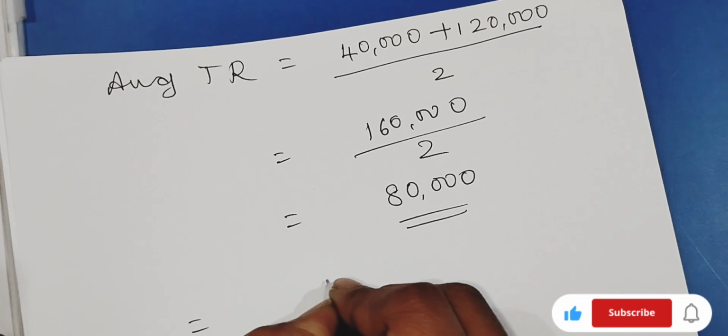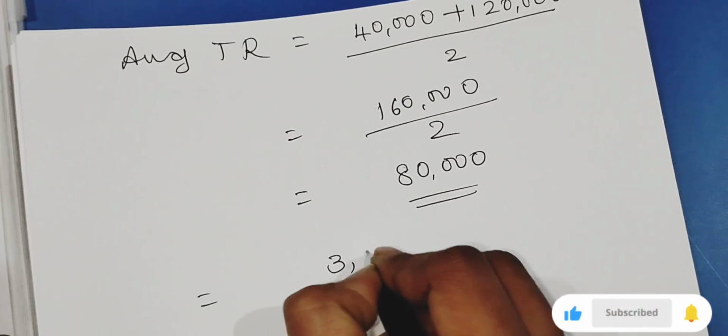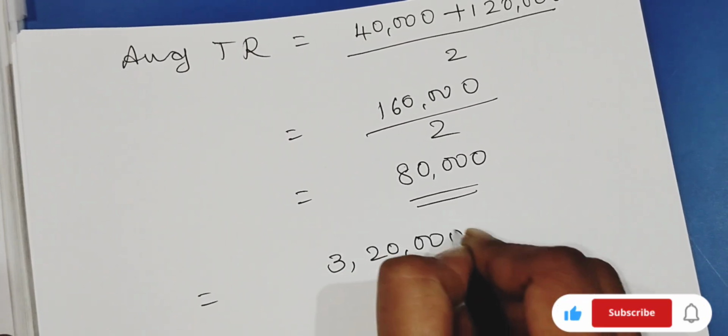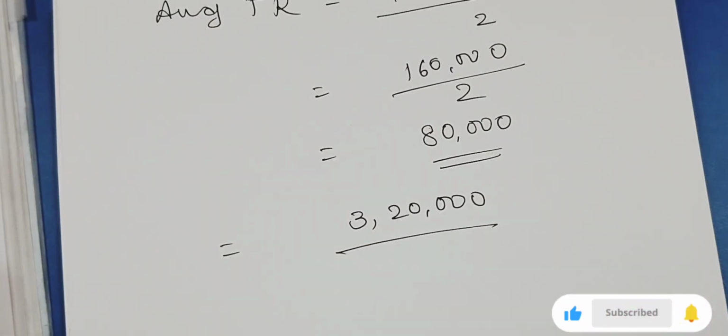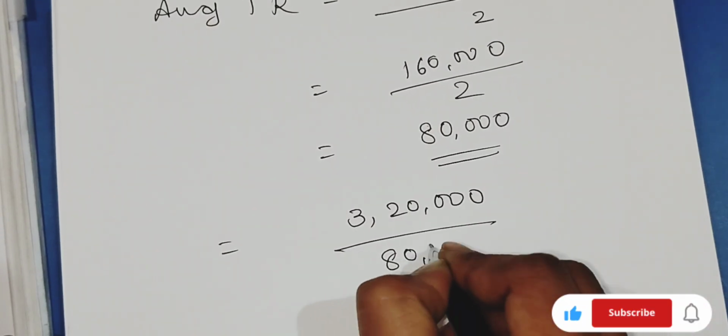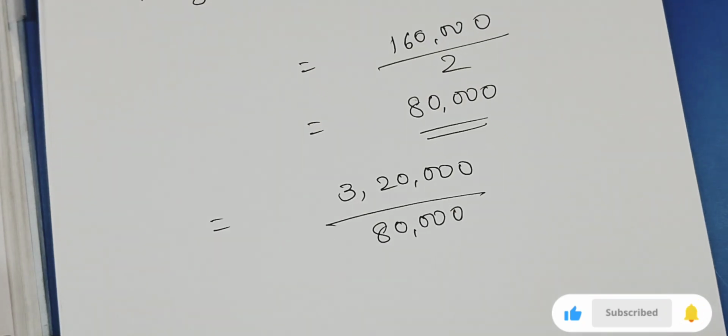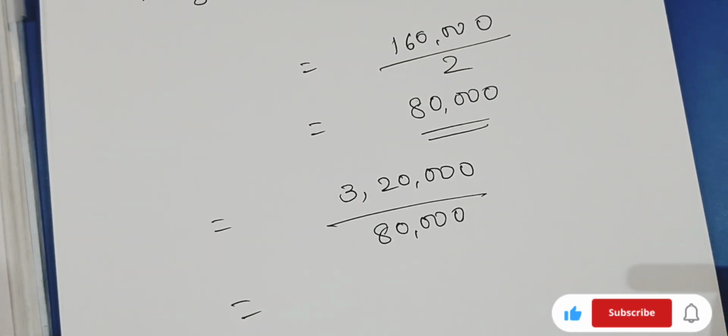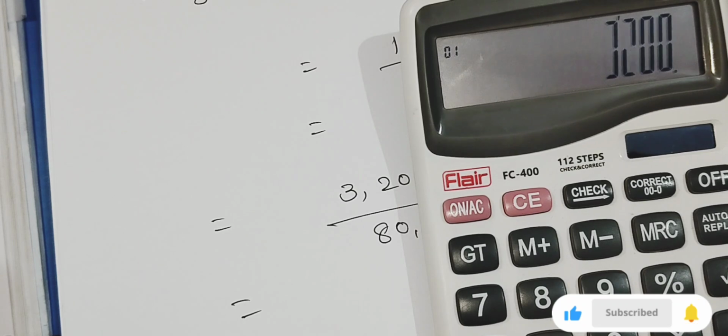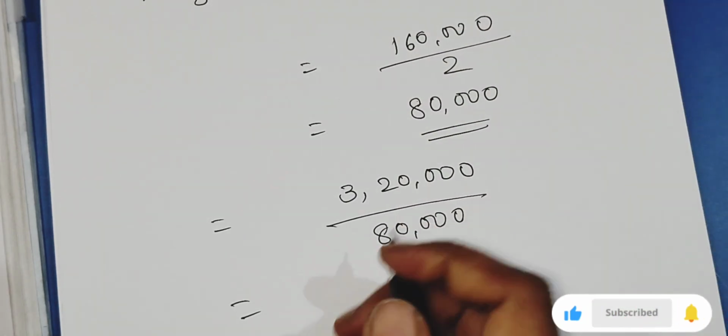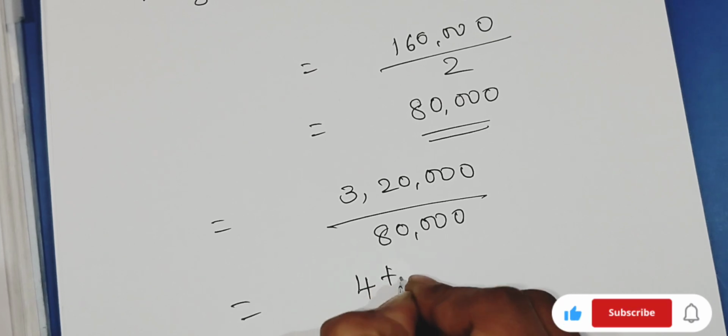Now we have the net credit sales, that is 3,20,000, divided by 80,000, average trade receivables. So 3,20,000 divided by 80,000 is 4 times.